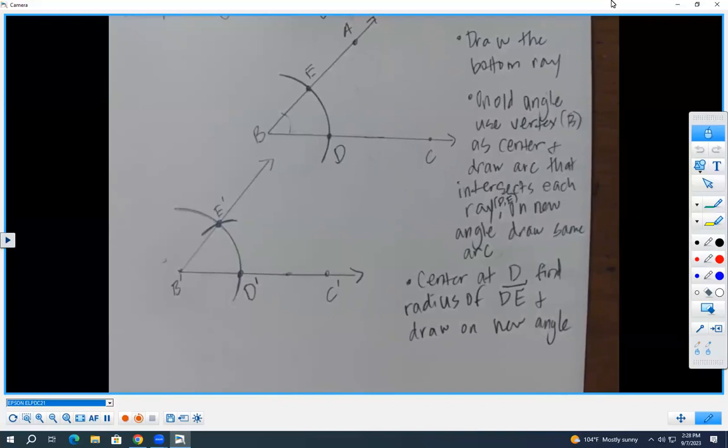Okay, the next thing we need to do is to bisect an angle. So the way that we bisect an angle is we need to start off by drawing an angle.